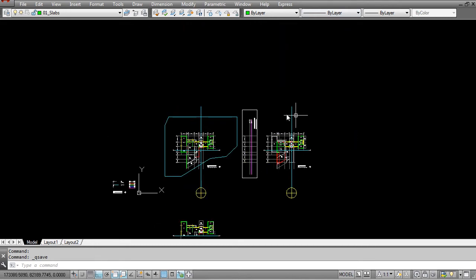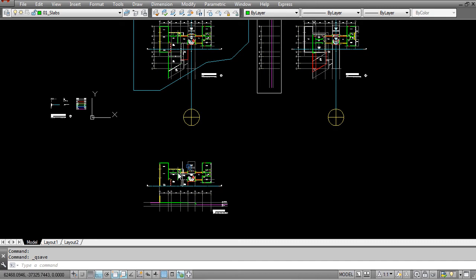One, you could take your entire upper level plan and move it so that it lines up vertically with this plan. You could also take your entire section and move it using your base point to sit underneath your upper level. But all of these ideas, while they could work, have one flaw, and that is that you're actually moving your main drawing.